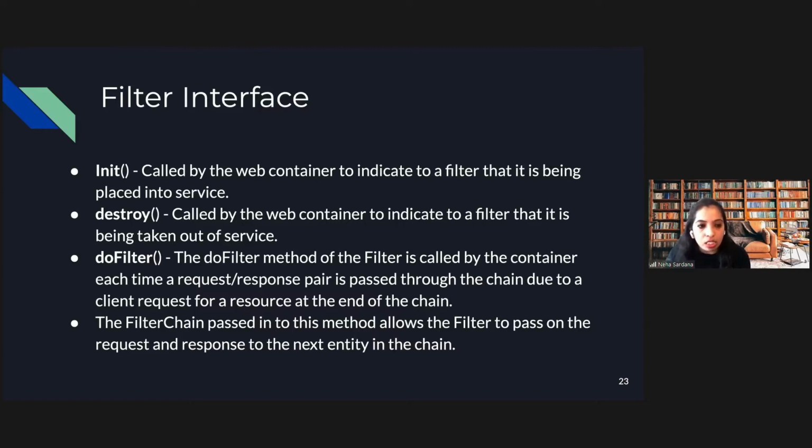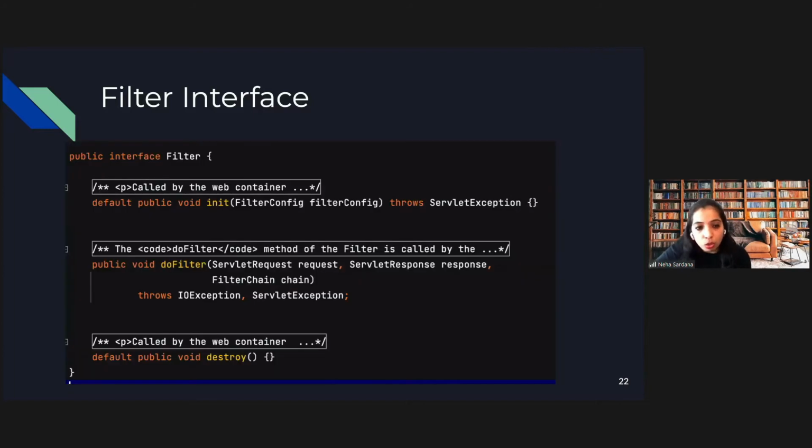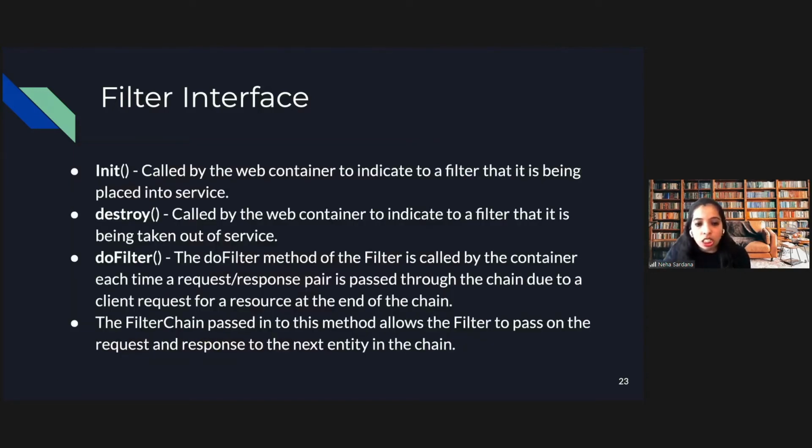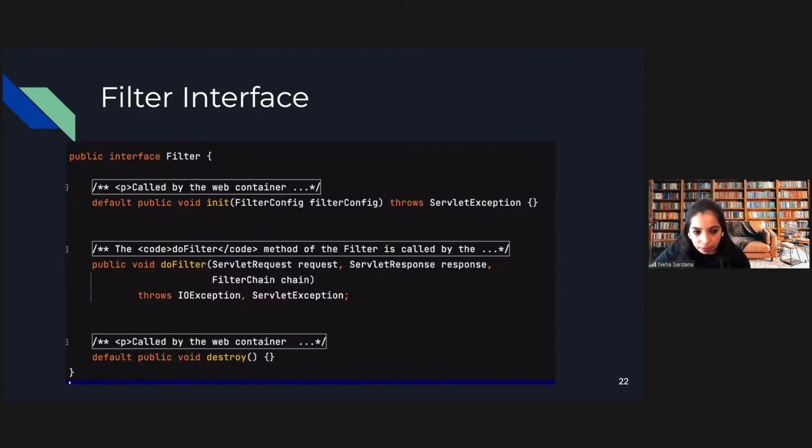The important thing happens in the doFilter method. If you look at the doFilter method, it has a servlet request, a servlet response, and a FilterChain object. The FilterChain object is passed into this method. It allows the filter to pass on the request and the response to the next entity in the chain. So one filter will know which next filter has to be invoked. This is a sequence of filters carrying on, and that's why you see one more parameter here.